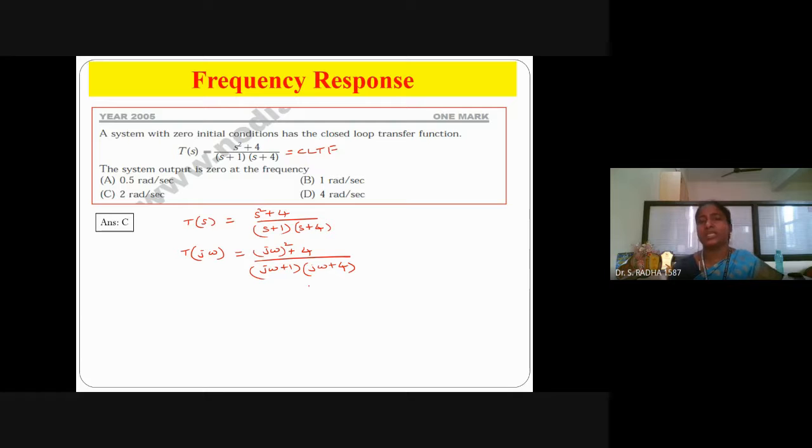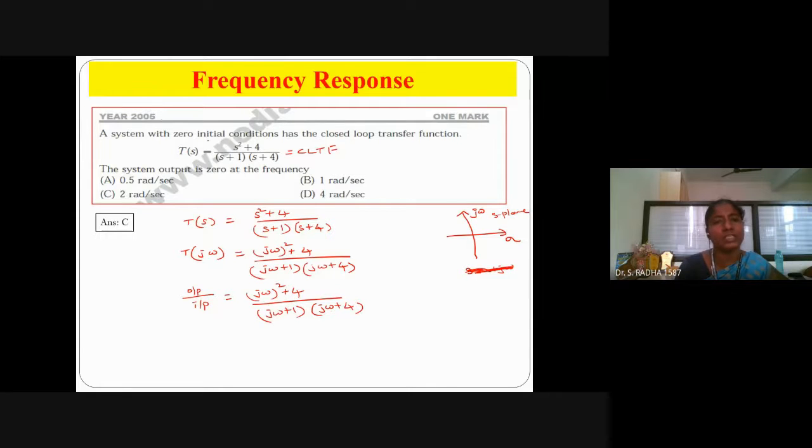I am substituting s equal to j omega because in the pole zero plot, the real axis is the x-axis and the imaginary axis is the j omega axis. This completely is called the S-plane. S is nothing but real plus imaginary part. When we take the real part 0, we take up the imaginary axis, which means we take up only s equal to j omega. Output by input is j omega whole square plus 4 divided by j omega plus 1 into j omega plus 4.